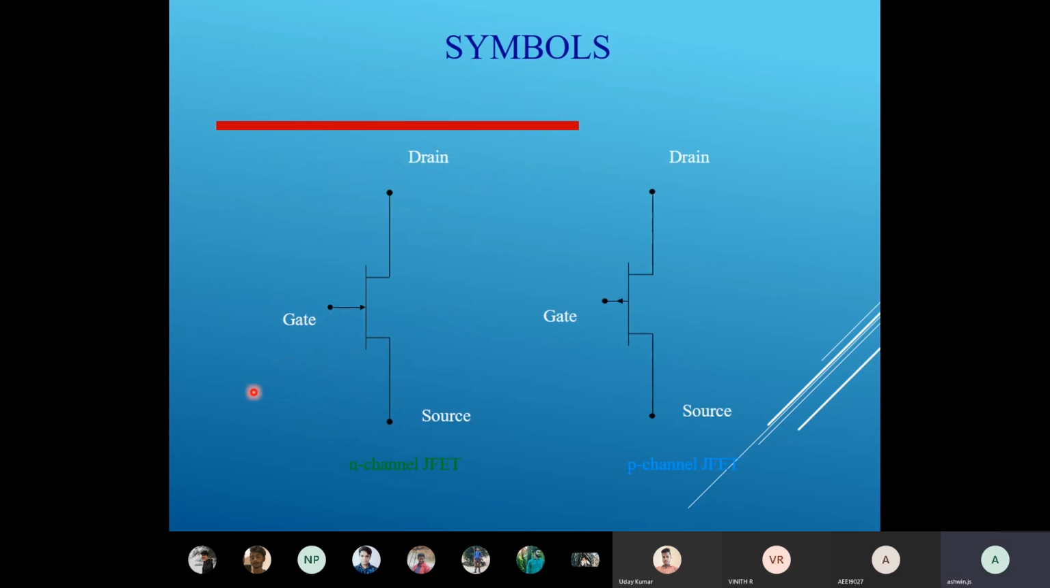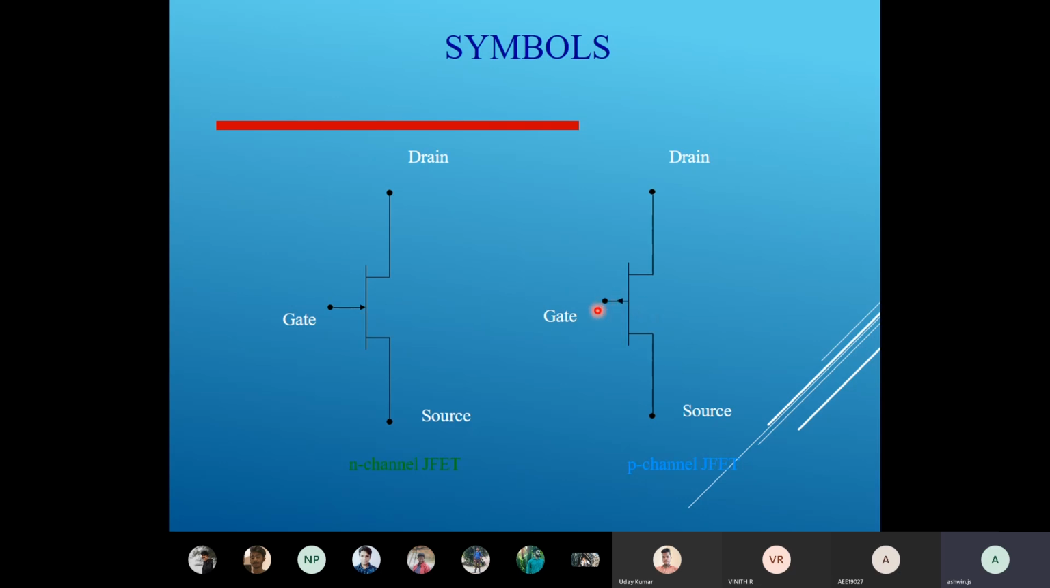Here you can see the symbol. This is your N channel JFET, and this is your P channel JFET. How to identify the N channel and P channel is based upon the arrow mark. If you look here, the gate has an arrow mark towards the drain, and if you look at this one, the gate has the arrow mark pointing outside. So that is the difference. You can identify whether it is an N channel or P channel. N channel means the arrow mark is towards the transistor. In the other, it is coming out of the transistor.